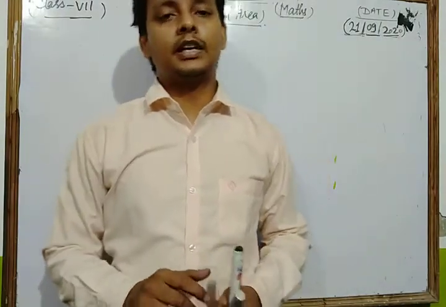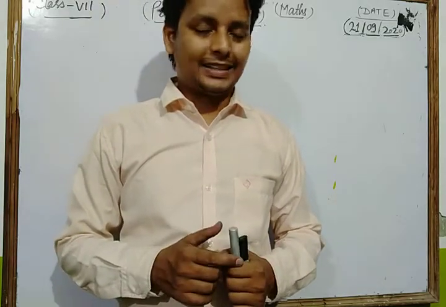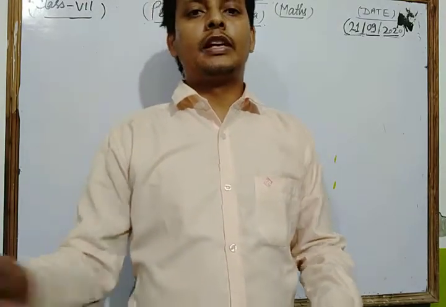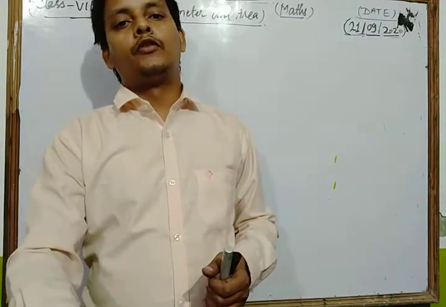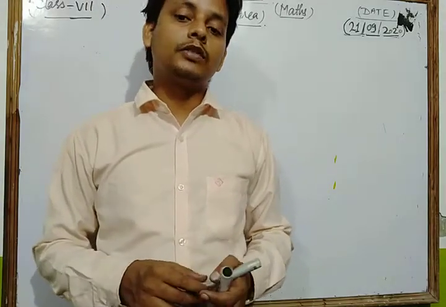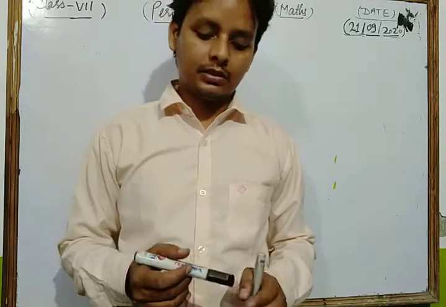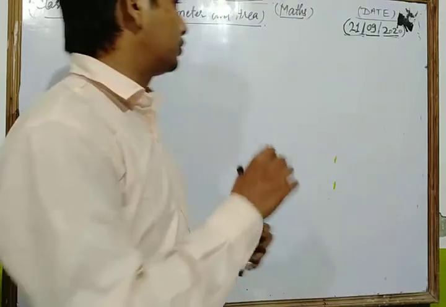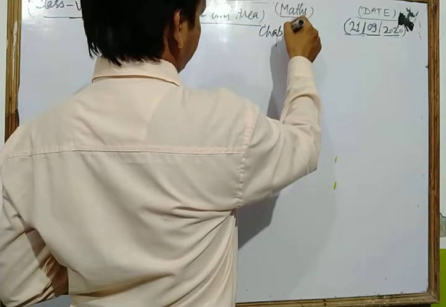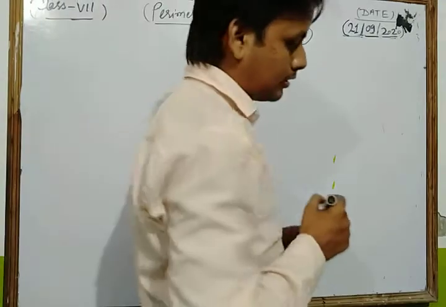Dear students, in the previous class we revised your chapter on exponents and powers, which is very important for your half yearly examinations. Today we are going to revise one more important chapter which comes in your half yearly examination, which is perimeter and areas. We will revise chapter number 11, which is perimeter and areas.